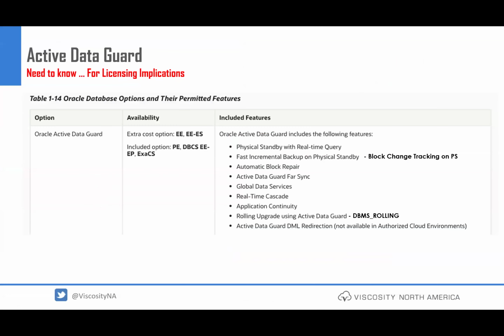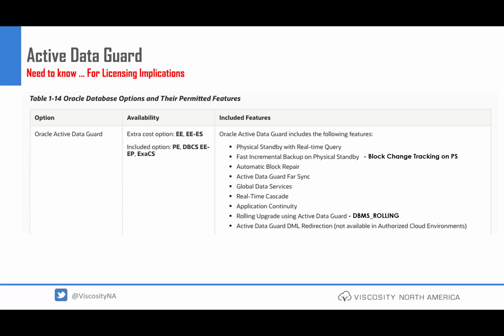So from a licensing perspective, Active Data Guard is what most people use for real-time query on the standby. Also, from a block change tracking perspective, if you want to do backups on your standby, you can leverage block change tracking on the standby, but that does incur the Active Data Guard license. We also have this concept of automatic block repair, and this is when you have a corrupted block in your primary. It will go to your standby database, fetch that block, and fix itself. I'll go over Far Sync in a little bit.